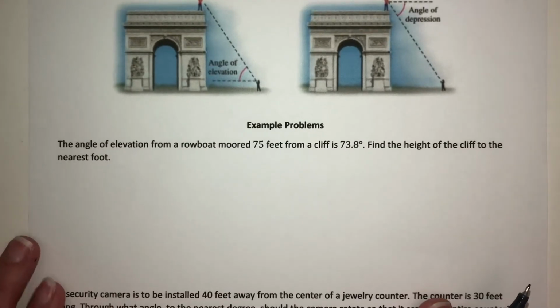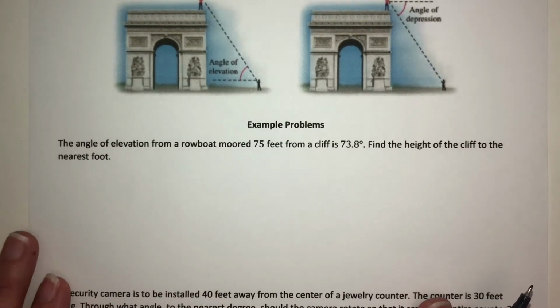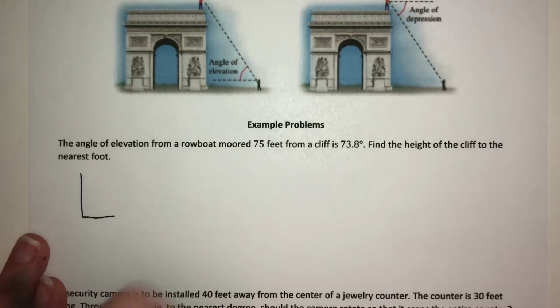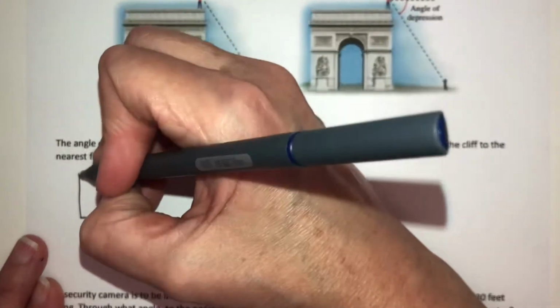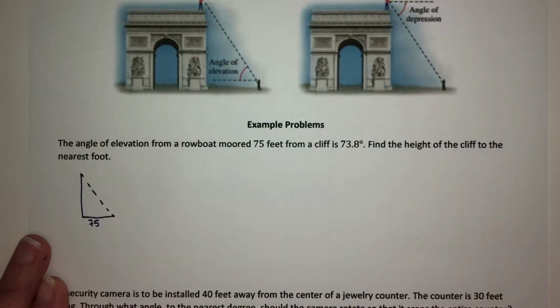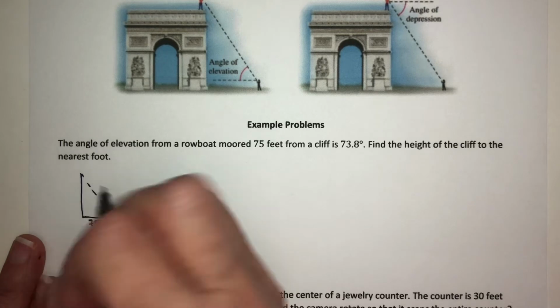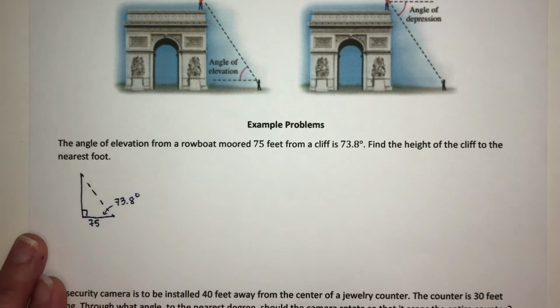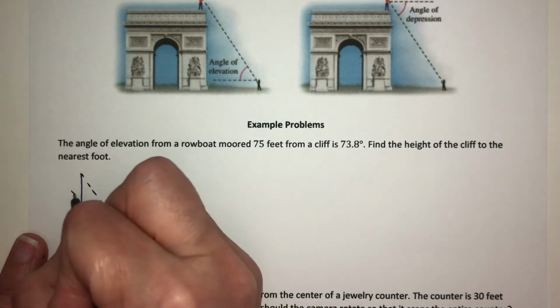Okay? So let's look at a problem. The angle of elevation from a rowboat moored 75 feet from a cliff is 73.8 degrees. Find the height of the cliff to the nearest foot. Okay, so if this is my cliff and 75 feet away I have a boat, and the angle of elevation, that angle is 73.8 degrees. We want to find the height of the cliff, which is right there.